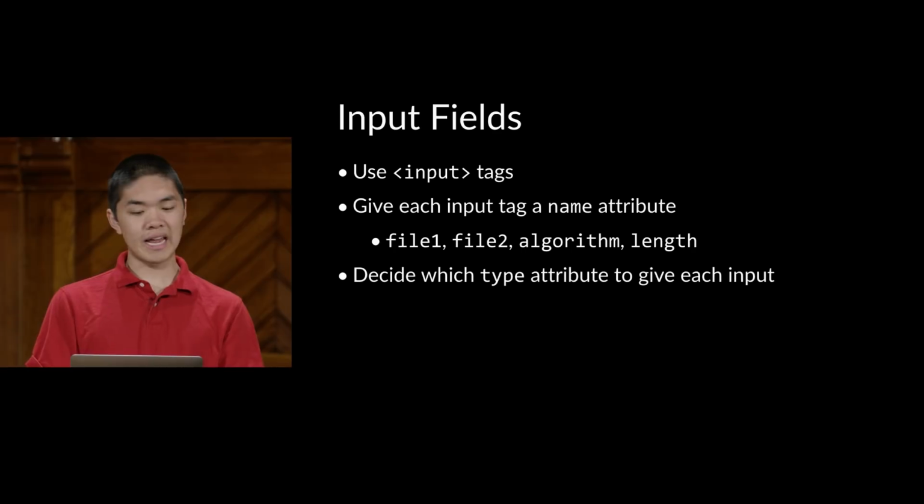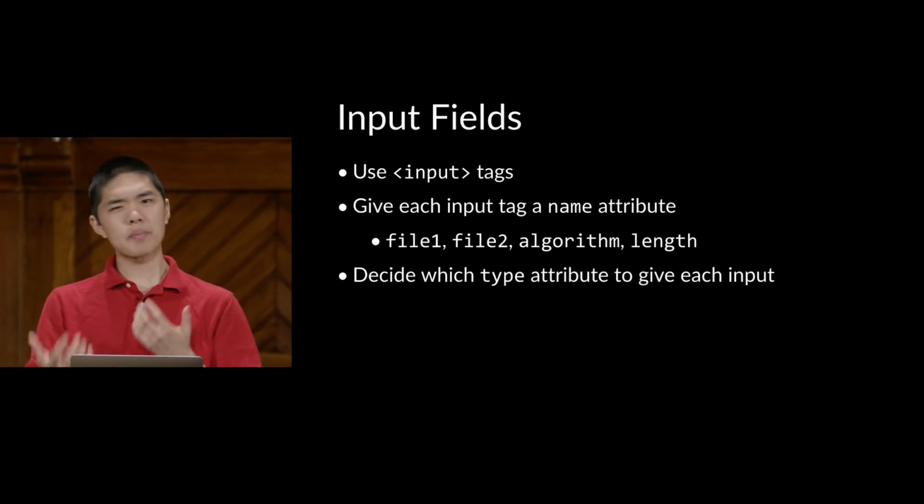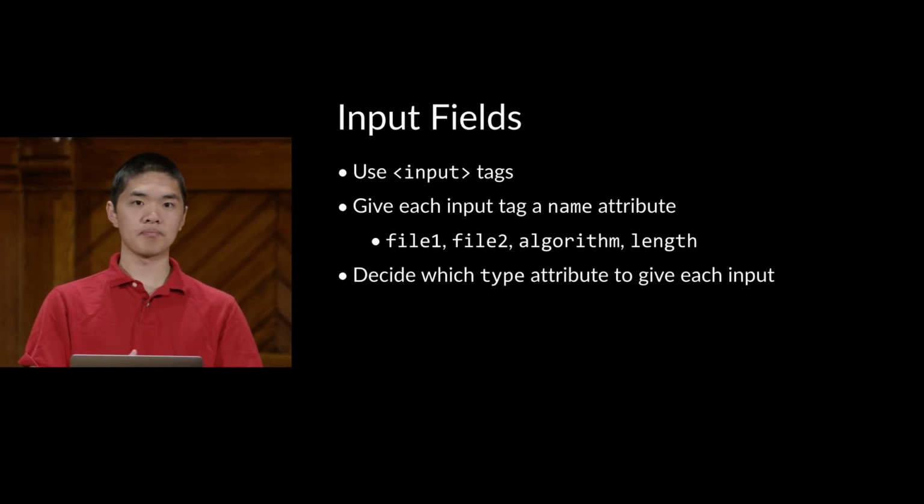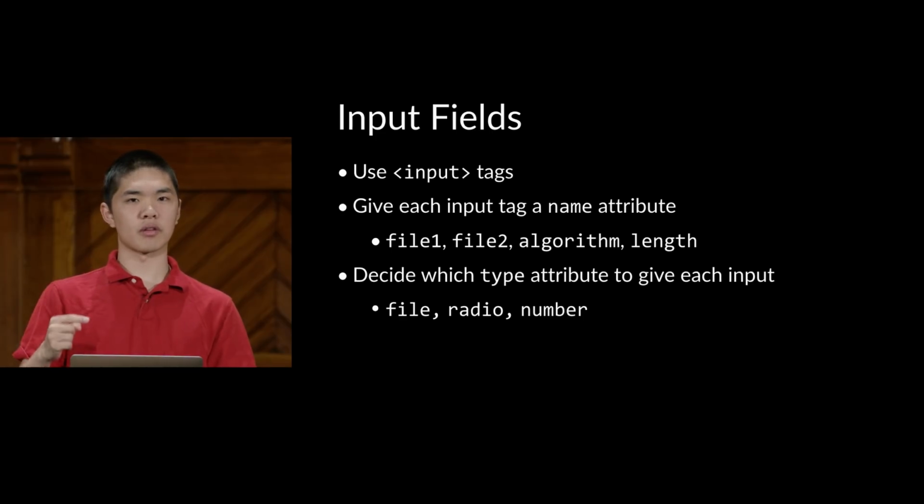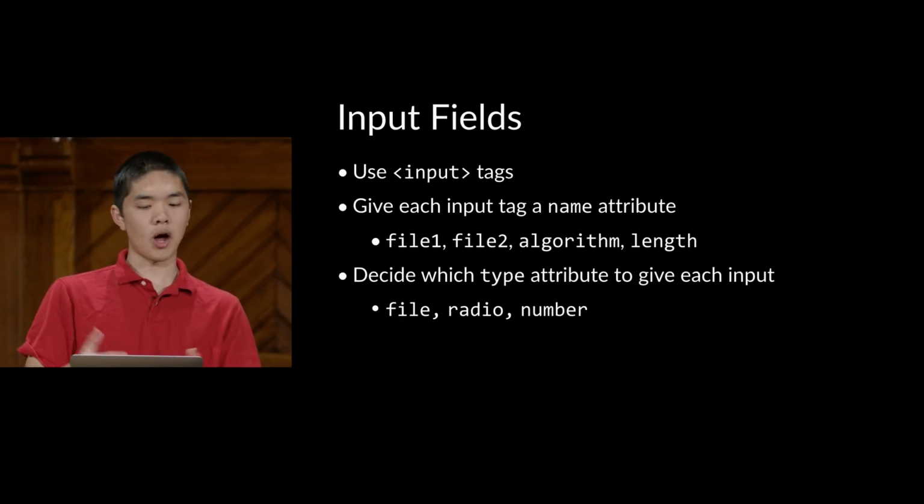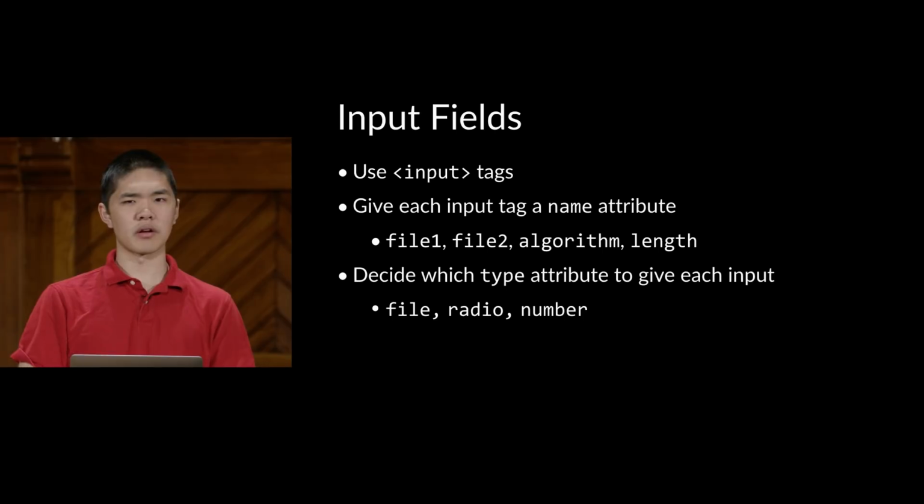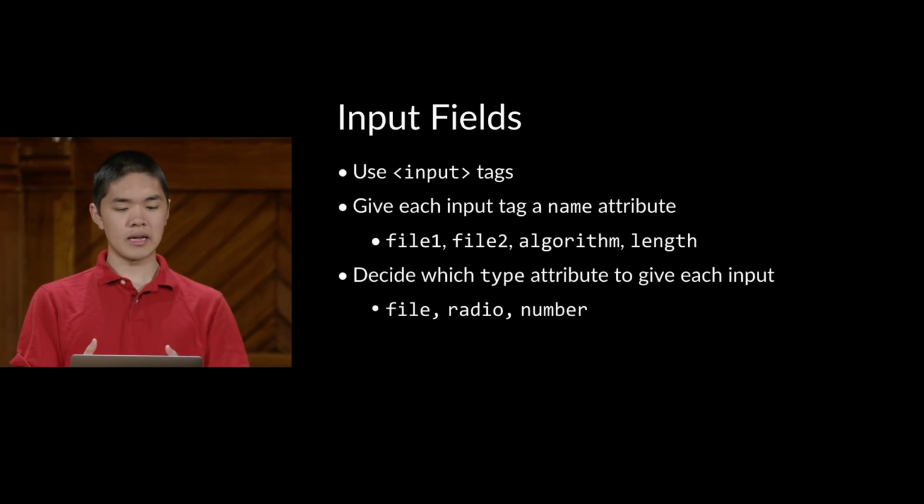In addition to a name attribute, you'll also want to give each input field a type attribute in order to determine what type of information the user is submitting when they're submitting the form. Possible types are file, if the user is submitting a file, radio, if the user is checking a radio button where the user can select one of a number of possible options, or number, if the user is submitting a number input in the input field of the form. So you'll need to figure out, for each of the input tags you use, what type it should have.